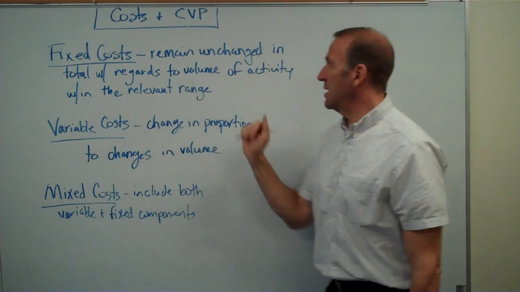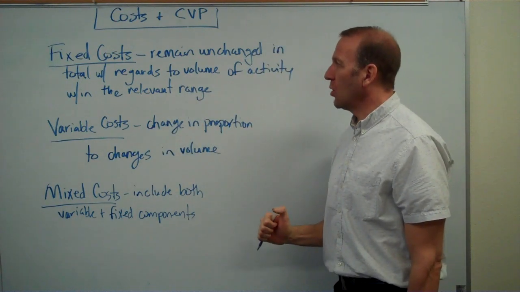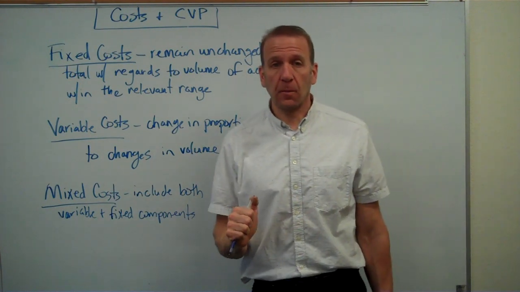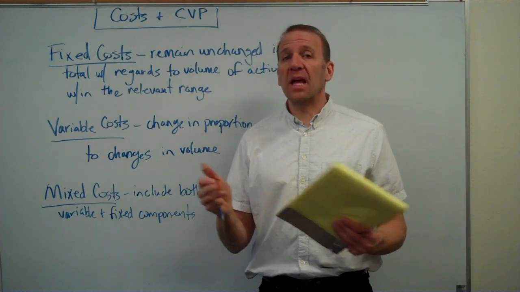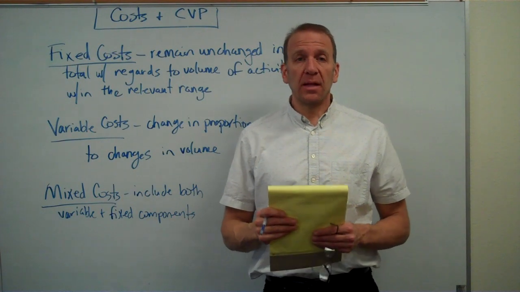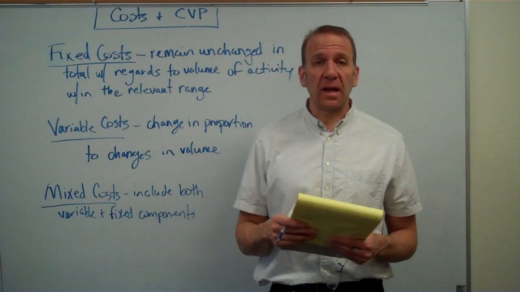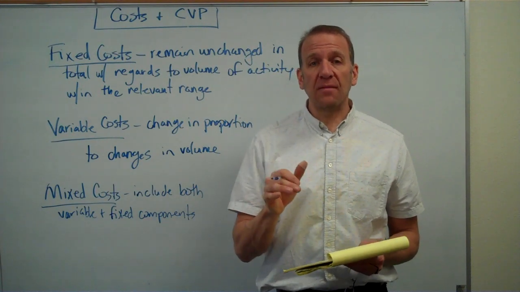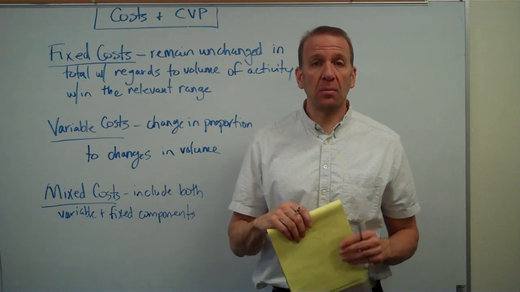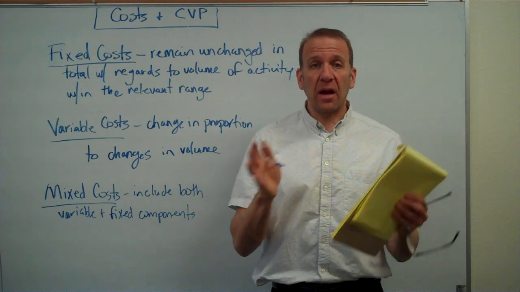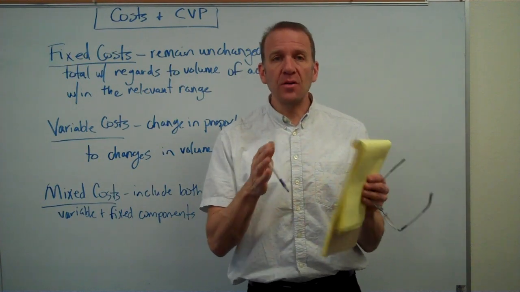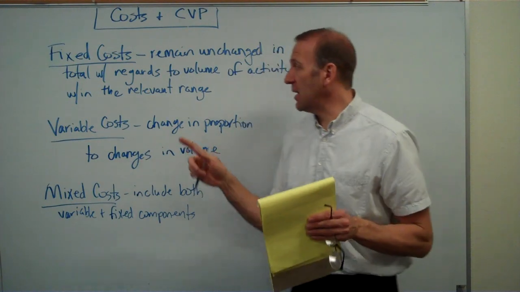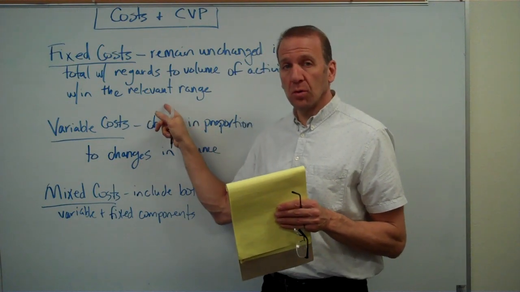Alright, a fixed cost, like it says here, remains unchanged in total with regards to volume of activity within the relevant range. Okay? So a good example is straight line depreciation. Let's say we're manufacturing our product, and the machinery that we use, we calculate to have depreciation of $1,000 per month. That doesn't change. No matter how many units we produce, our depreciation will be fixed at $1,000 a month. But let me point out, that's within the relevant range only.